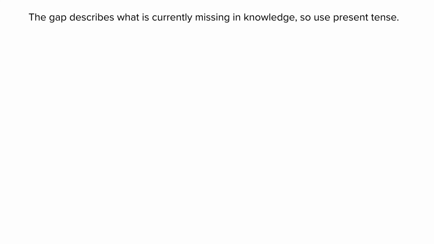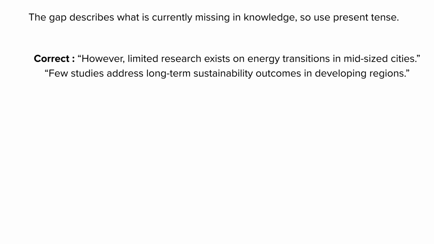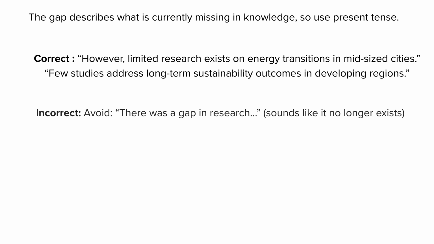The gap describes what is currently missing in knowledge, so use present tense. Example: however, limited research exists on energy transitions in mid-sized cities. Few studies address long-term sustainability outcomes in developing regions. Avoid: there was a gap in research. Sounds like it no longer exists.